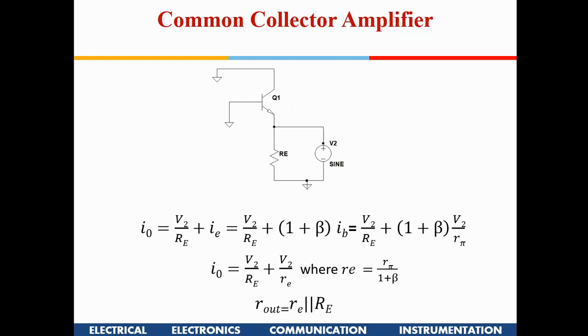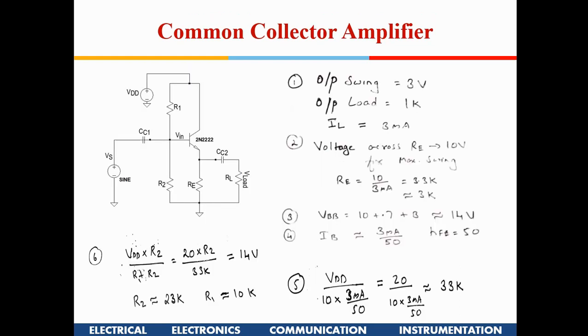Okay, so that is about the common collector amplifier. Now let's do some hand calculations. These are all rough calculations, on how to arrive at the values for R1, R2 and RE. Say the output swing is 3 volt, as specified by the designer. I want a 3 volt output swing, and my output load is going to be 1K, so IL obviously will come as 3 milliampere.